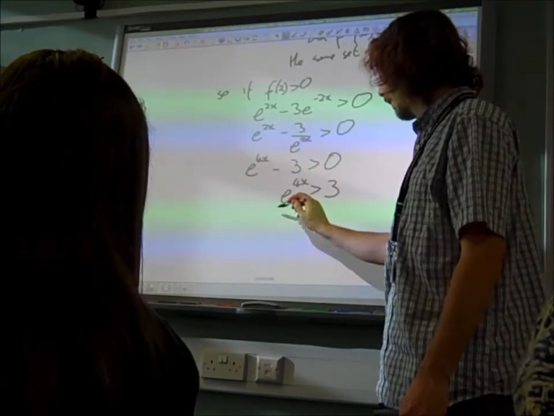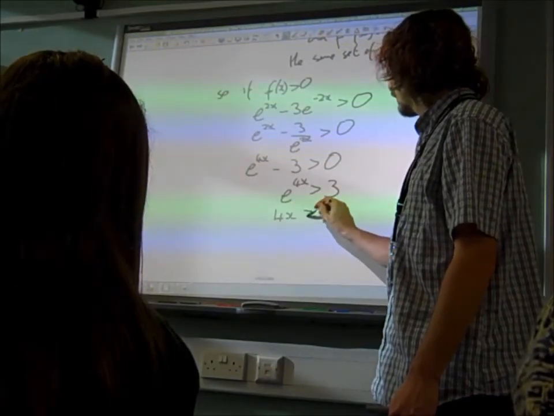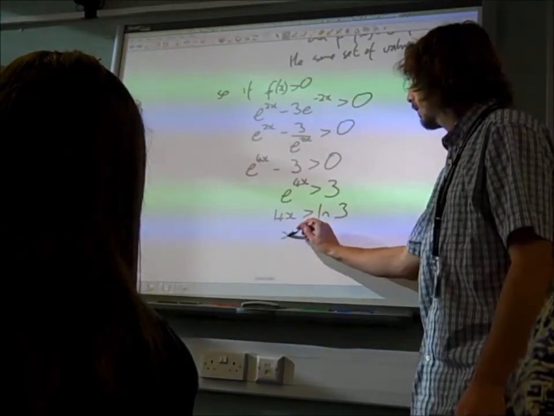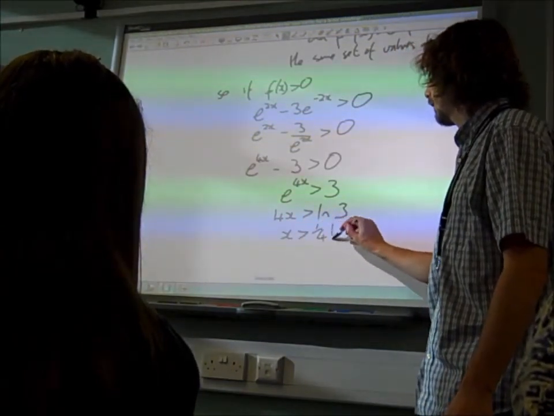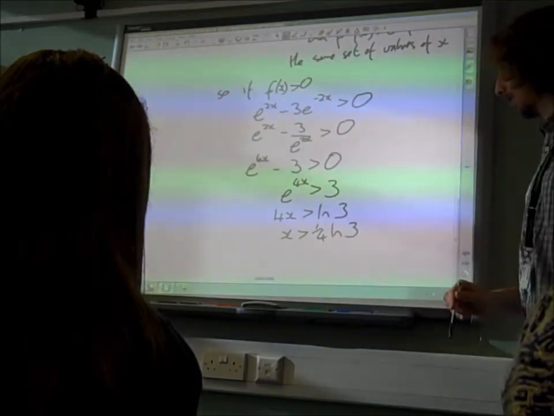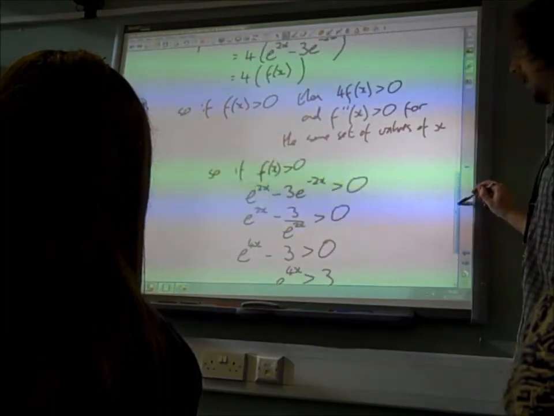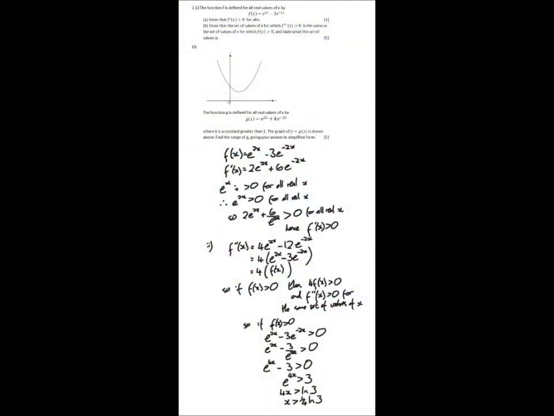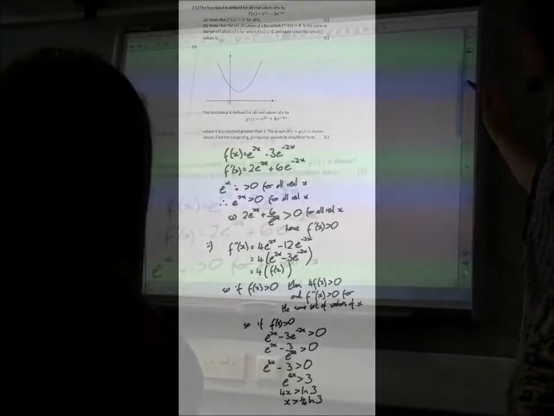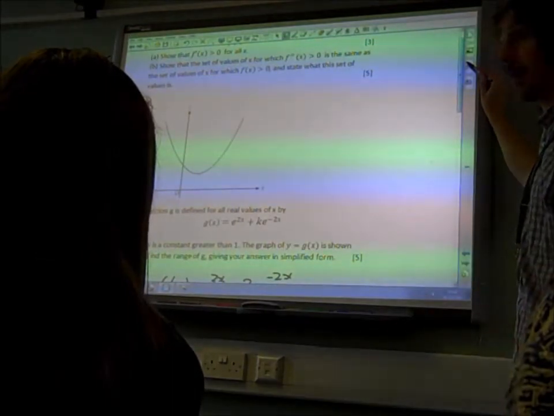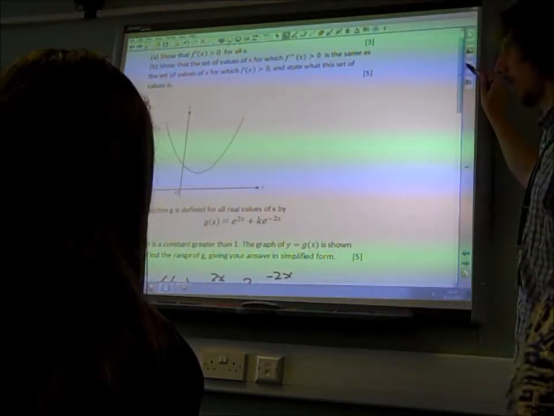Take natural logs of both sides, 4x is bigger than natural log of 3, and so x is greater than 1/4 of the natural log of 3. And I'd probably like that left like that. You could write natural log of 3 to the quarter. It didn't specify a particular form. So that's it. So that's the 5 marks for that one. And still the question goes on.